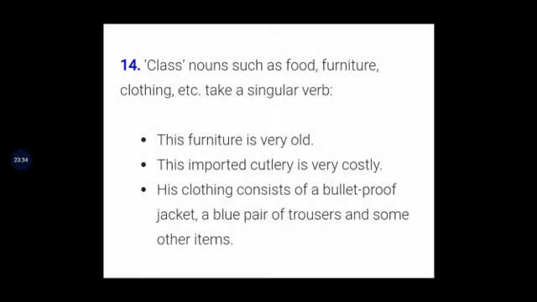So here this furniture is what? The class noun. It shows the rest of the furniture. This furniture is very old. This imported cutlery is very costly. His clothing consists of a bulletproof jacket, a blue pair of trousers, and some other items.